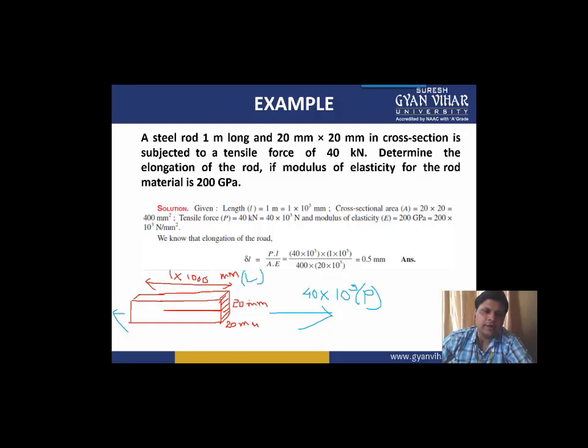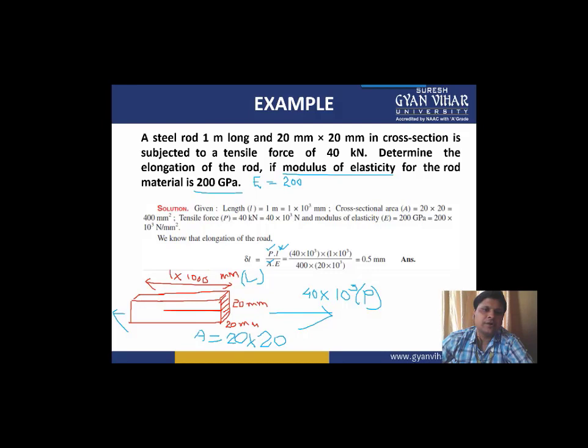How will you calculate the area? The cross-sectional area will be equal to 20 into 20 mm. Then you put in all the values of P, L, and A, as I have told you. E is also given in the question. As I have told you, modulus of elasticity is denoted by capital E. It is given as 200 gigapascal, which means 200.